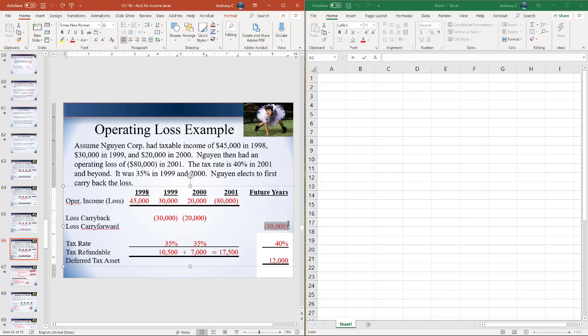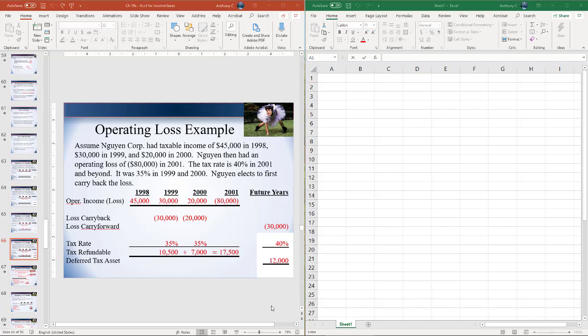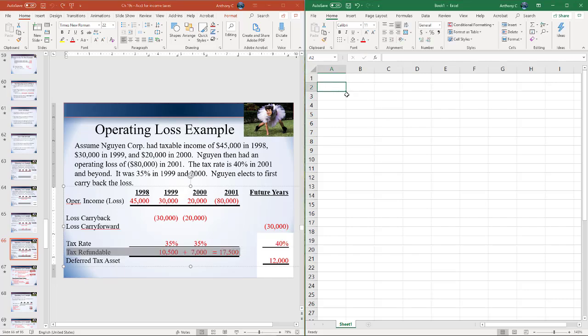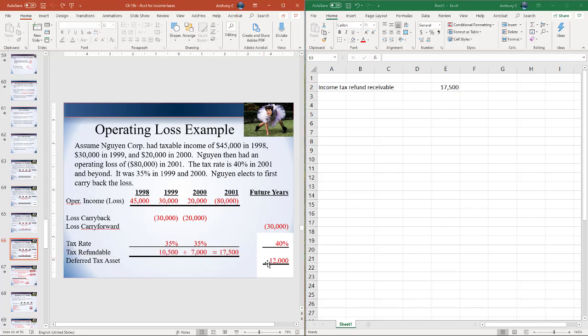If we multiply that loss carry forward by the tax rate at that point, which is 40%, then we get out to a DTA of $12,000. So here we have two assets, essentially. We're going to get refunded our taxes of $17,500. So we have income tax refund receivable for $17,500. And then we have this deferred tax asset, or DTA, of $12,000.